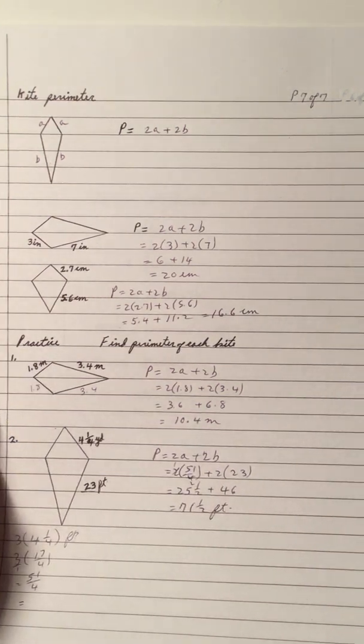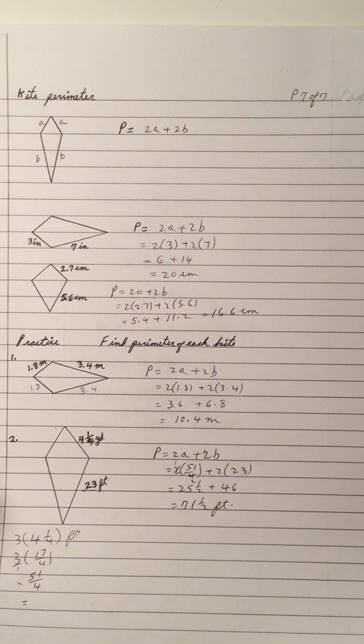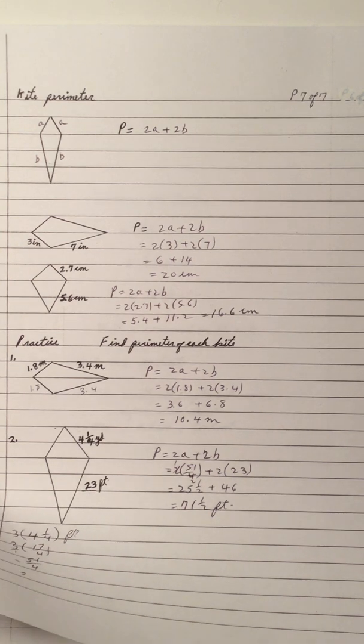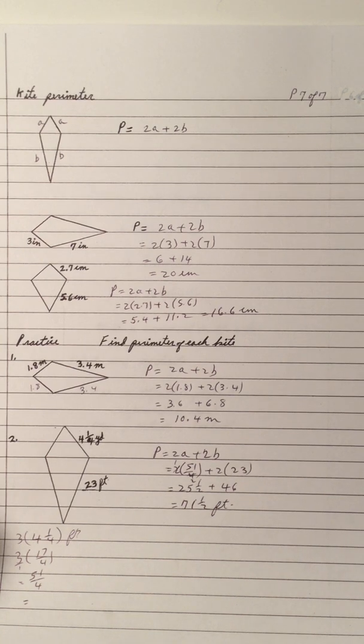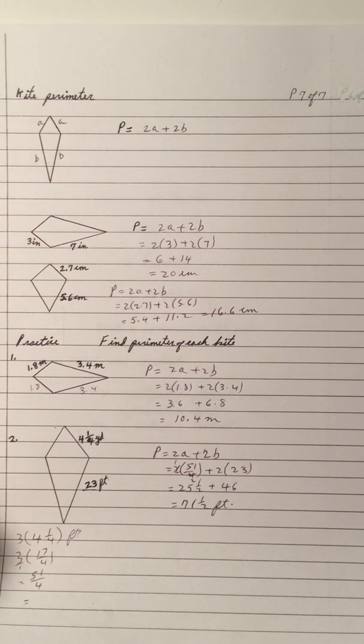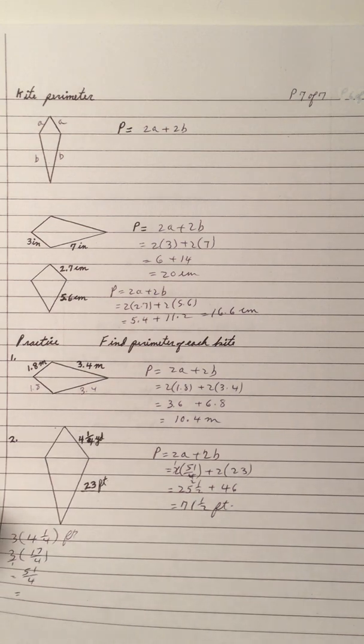So that brings us to working out the perimeter of triangles in the first video. Now we have the perimeters of all the quadrilaterals, which is rectangles, parallelograms, squares, rhombuses, kites, and so on.